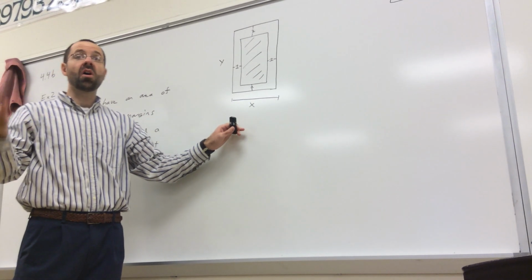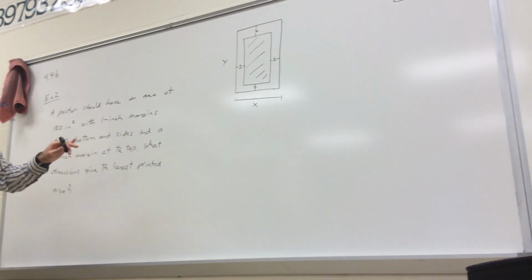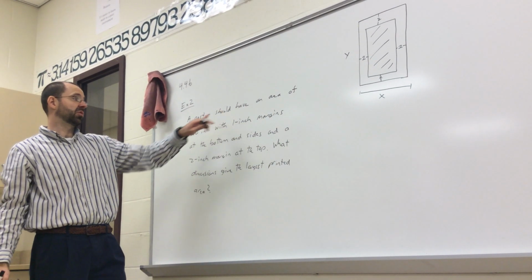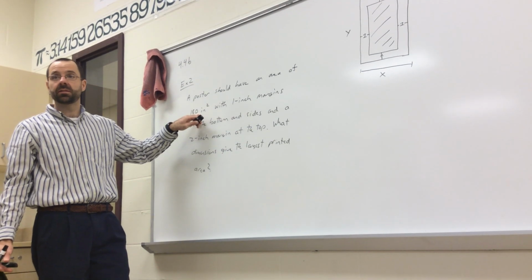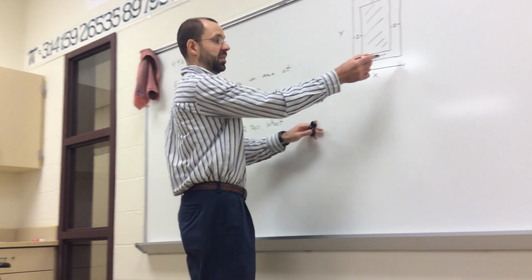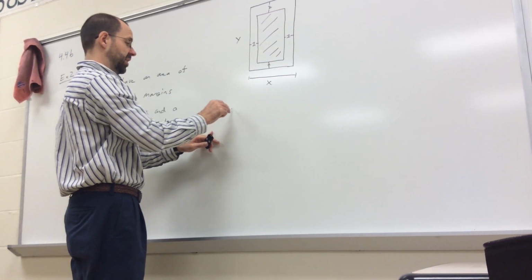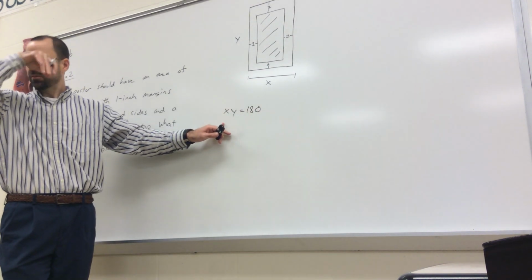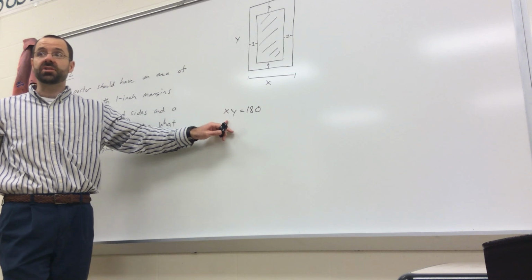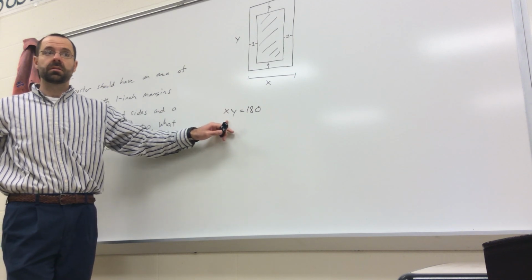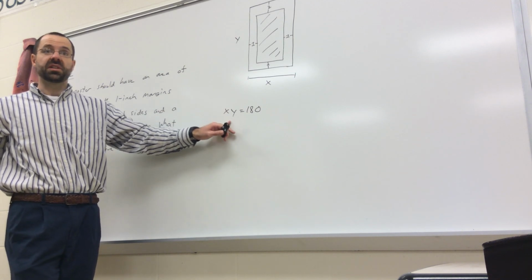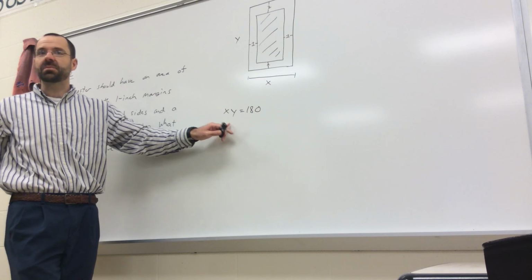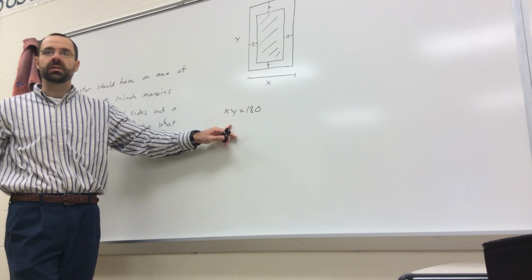And I know the overall area is 180 because it says the poster should have an area of 180. So if I pick this to be X and that to be Y, that means X times Y is 180. But this is not my main equation, right? Because I already know what this is. This is 180. I can't maximize this because it's a fixed 180.